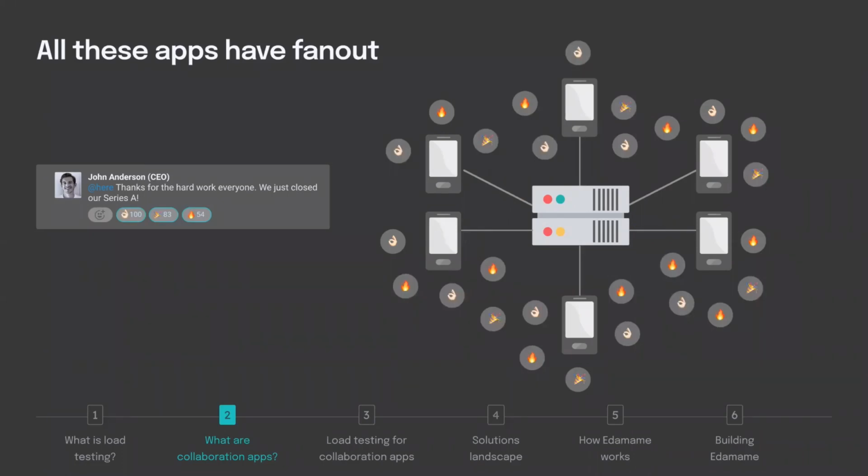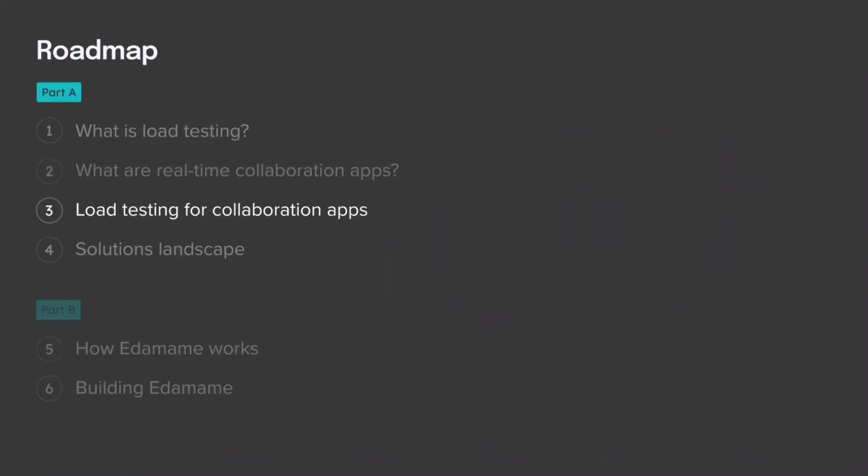Fan out is an issue for all of our example real-time collaboration apps, not just Slack. So to see if their infrastructure can withstand this, it's important to conduct load tests that accurately simulate this kind of fan-out pattern. With that in mind, let's take a look at what a load tester built for this use case might look like, using the considerations Rachel outlined for us earlier.